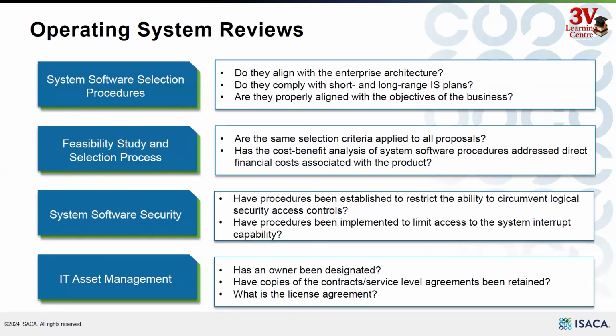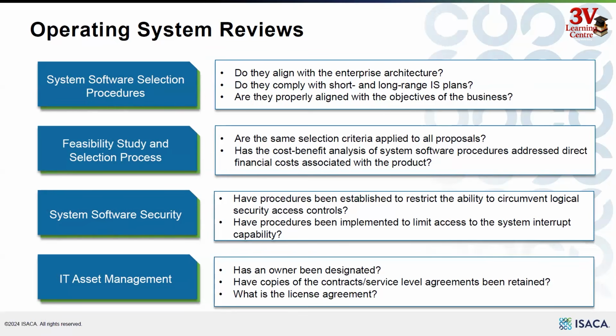All right. So let's just run through some of the things that we feel you should review when you're carrying out an OS audit. You want to check the system software selection procedure. How did we select the OS to use? And this you can also use with even your application review. All the feasibility study, the selection process, the system software security. What are the security features that are embedded in this OS or in this particular application that we're looking at?